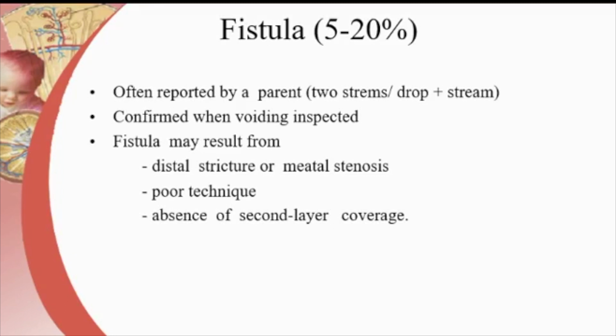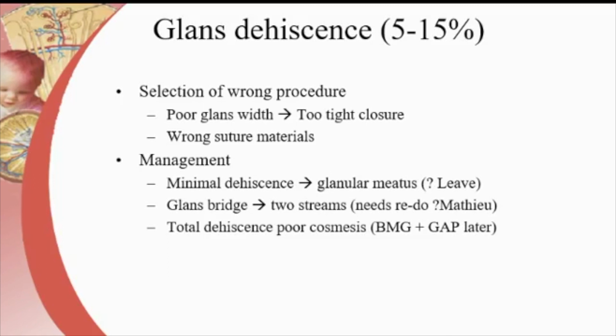A fistula may result from a distal stricture or a meatal stenosis. It may be because of poor technique: you have not taken the bites properly, or you have devitalized the tissues, or it can be because of the absence of a second layer, like a waterproofing layer.